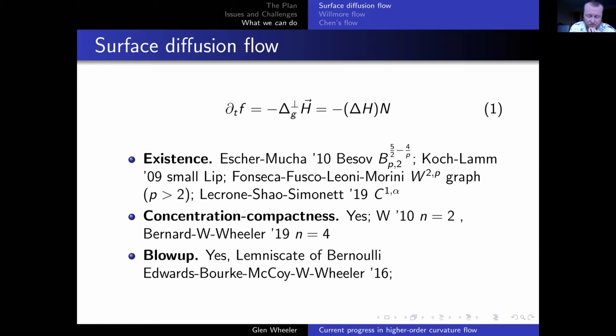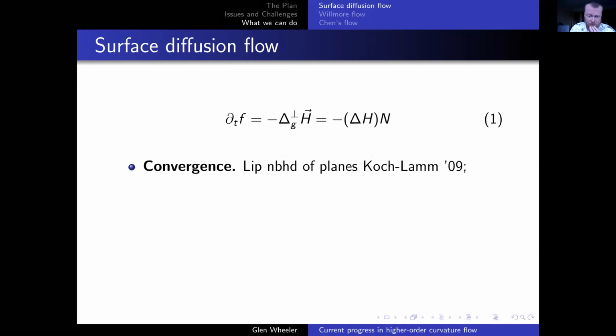What's known for blow up? The lemniscate of Bernoulli blows up in finite time. It's a shrinker. That was in 2016. Lecrone and Simonett studied axial stability and instability for different types of perturbations. That's for cylinders. Something like that isn't known yet for compact surfaces.